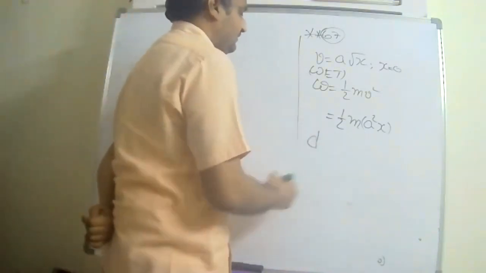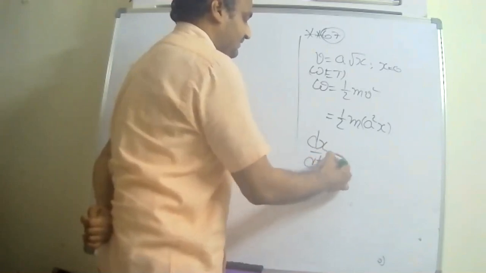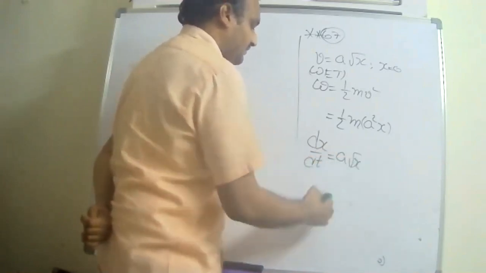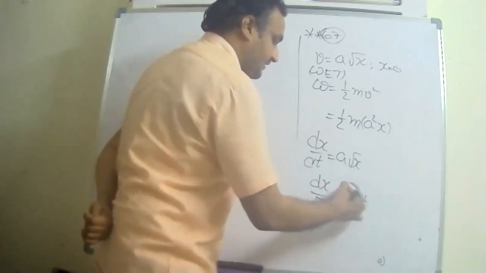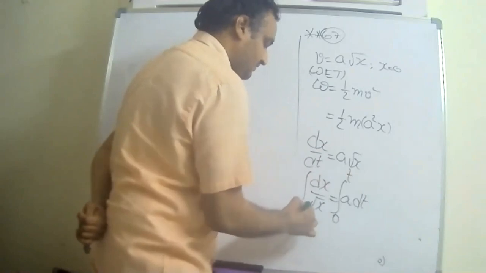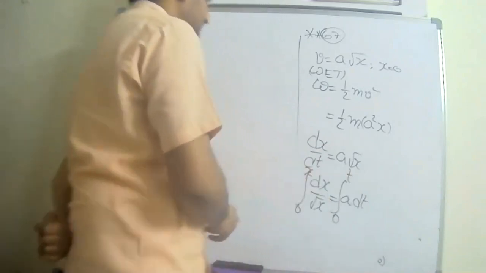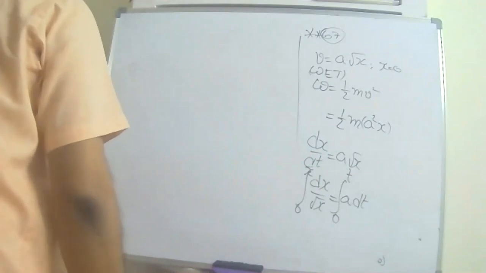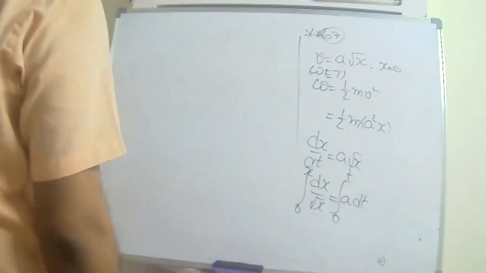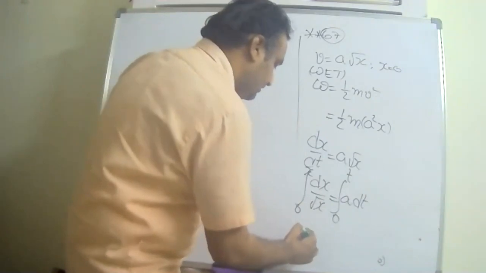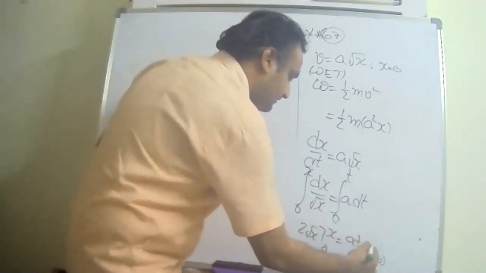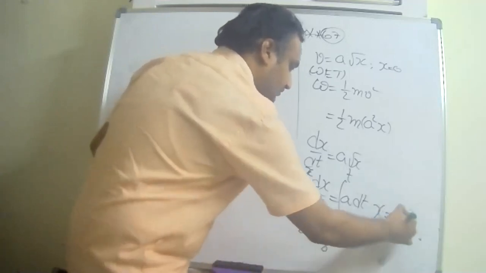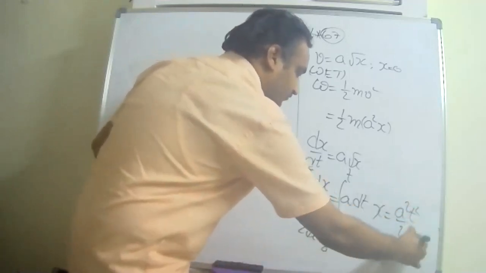So v is nothing but dx by dt is equal to a root x. So dx, separation of variables, is equal to a times dt. Integrate from 0 to t and 0 to x. What happens? 0 to x, right? Starts with a velocity. So 2 root x from 0 to x is equal to at. So x is equal to a square t square by 4.